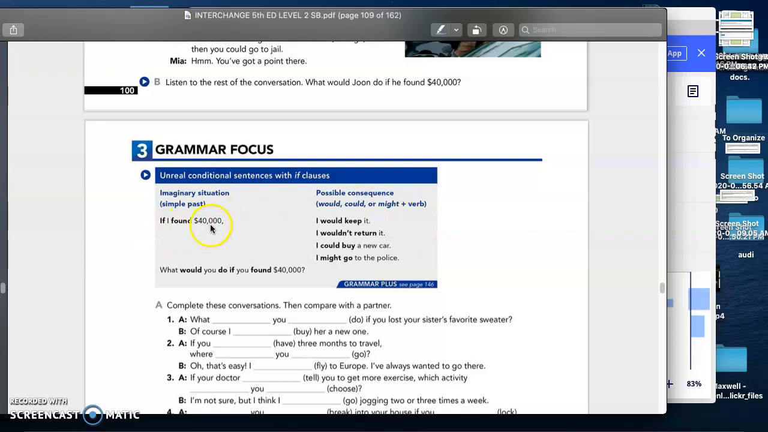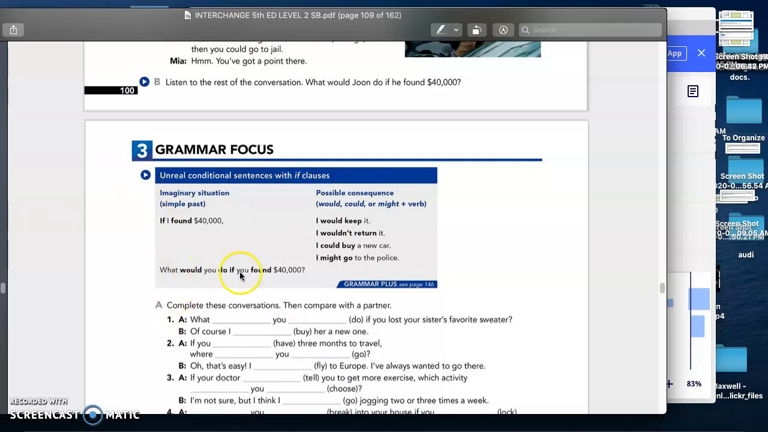So if I found $40,000, I would keep it. I wouldn't return it. If I found $40,000, I could buy a new car. If I found $40,000, I might go to the police. Here, I am just talking about imaginary situations that of course haven't happened, are not true. They are just a scenario in my mind, in your mind.